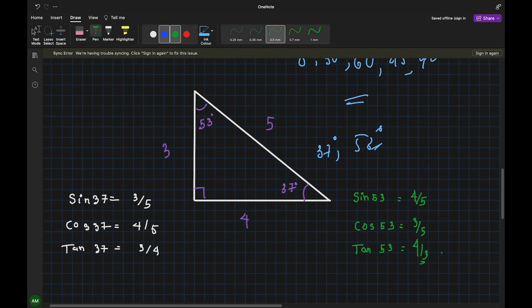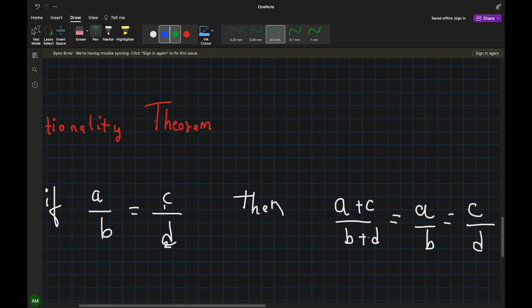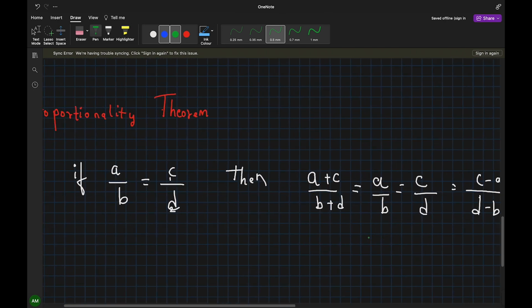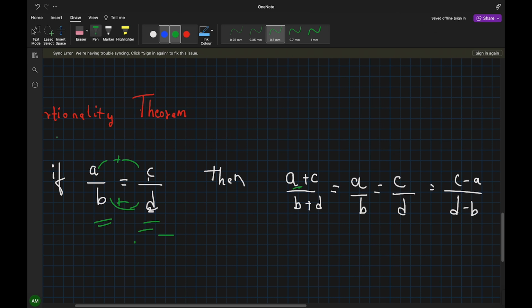Clear? Now there is one more topic called proportionality theorem. In case you don't know, this is going to be widely used. Okay, what does it say? If a by b is equal to c by d, then add these two: a plus c by b plus d is equal to what? a by b is equal to c by d, which is also equal to what? Subtract these two: c minus a by d minus b.